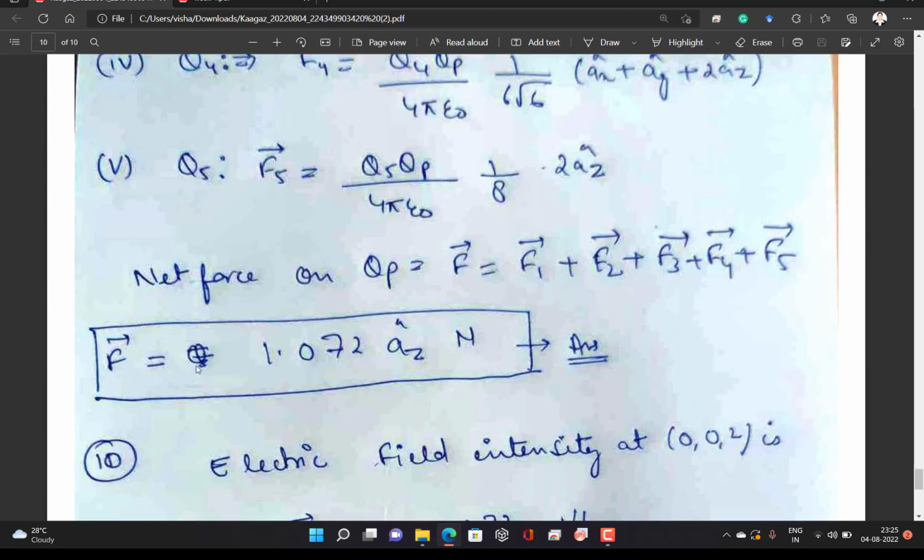Now adding all these forces, we get F equals 1.072 newtons.